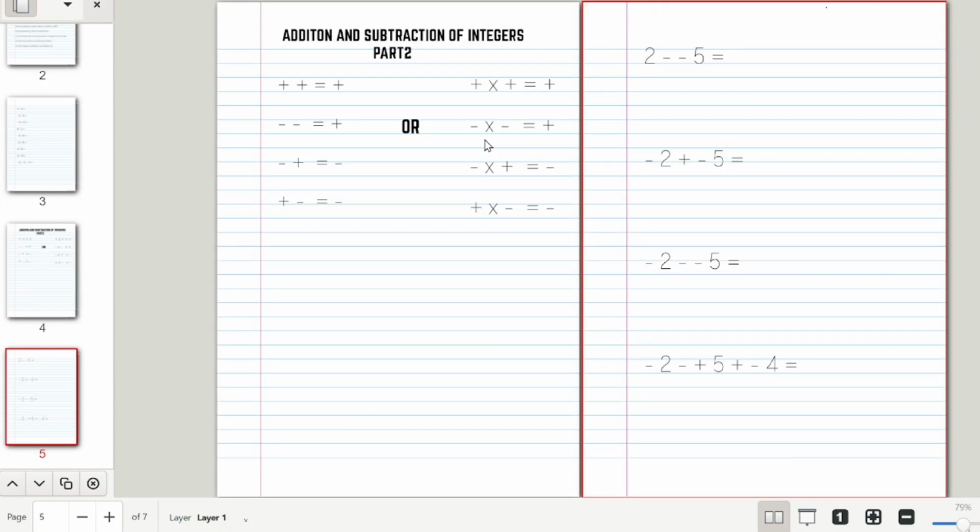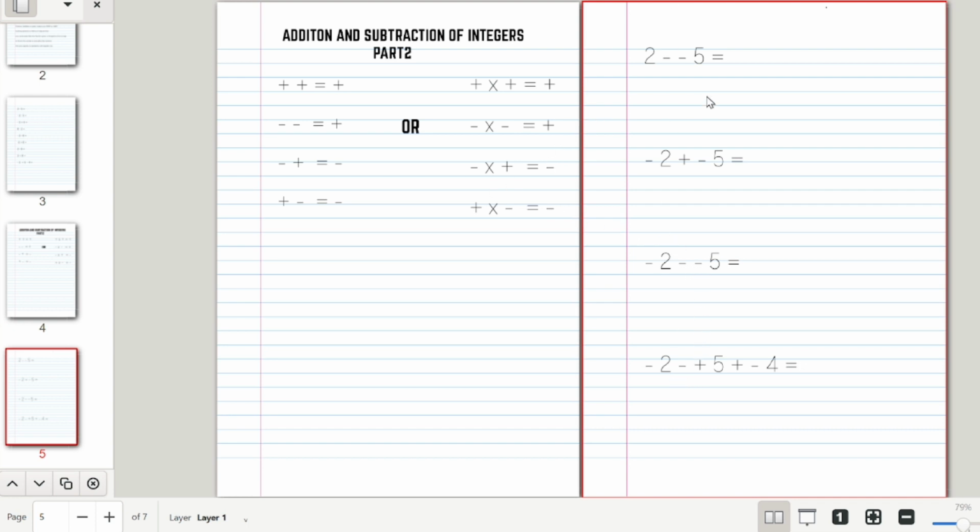But still doing addition and subtraction of integers, part 2. And if you look at the sets of questions, firstly you see that they are quite different from the first set, in the sense that in this case, we have two signs together. As when we're talking about positive and negative, we have two negative signs together. We have the positive and the negative sign. We have a negative and a negative sign, and so on.